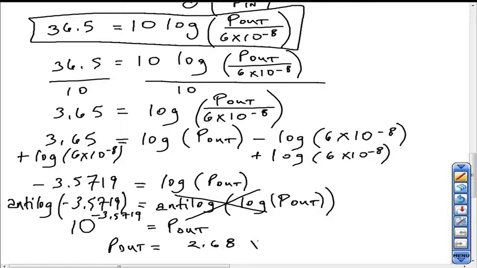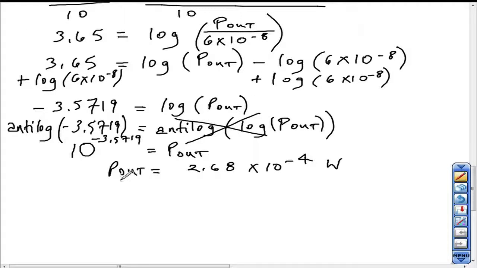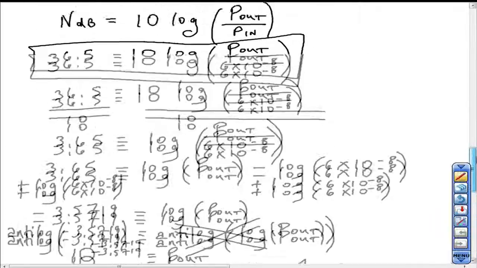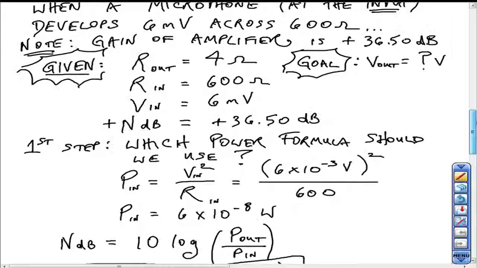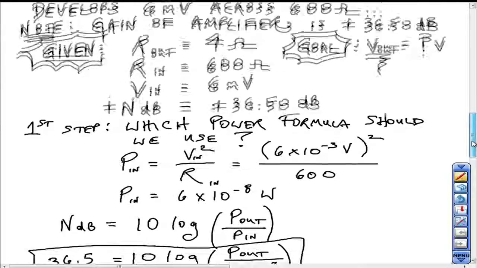2.68 times 10 to the negative 4. It's because we just solved for power, right? The unit for power is watts. But was that the goal? Was that the goal of this problem? No. What's the goal of the problem? When in doubt, check it out. Your goal was your output voltage, given this output resistance of 4 ohms.